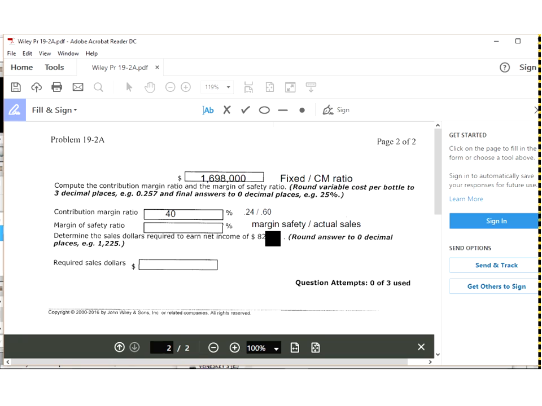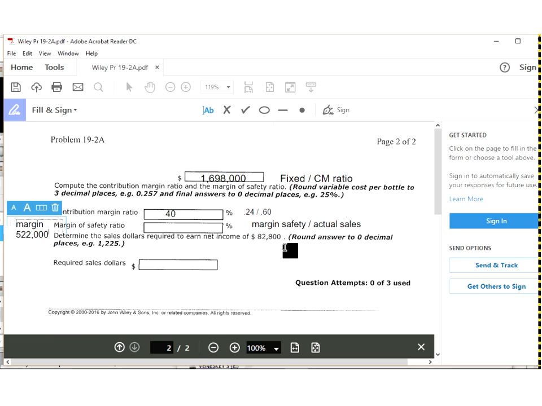So to get our margin of safety ratio, we have to first find our margin of safety. Remember, our margin of safety is our sales now less our break-even in sales, which we just found here. So over here, let's get our margin of safety. And our margin of safety was the 2.22 million minus our break-even sales, which was right here, 1.698. So if we calculate that, that is $522,000 of a safety margin.